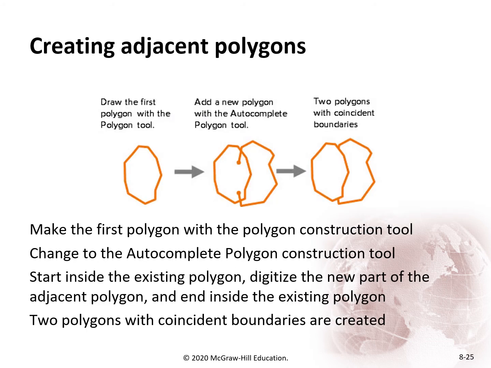So how do we create adjacent polygons? Draw the polygon and then add a new polygon with the autocomplete polygon tool. In this example, you click inside the one polygon and then you click to the first place outside, finish drawing it until ultimately you click back inside, and when you do, it cuts off those dangly bits that go inside the first polygon and just gives you the second. This is one of those things that allow you to create polygons with coinciding boundaries without having to deal with gaps and overlaps.